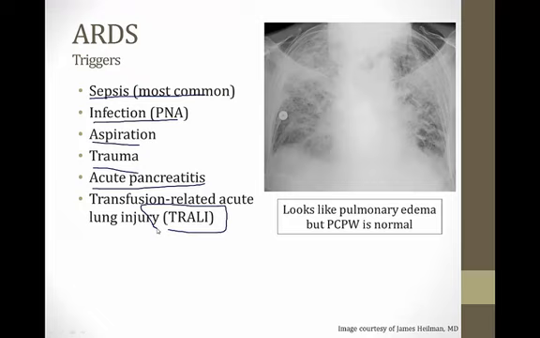And the chest X-ray in ARDS is often described as a whiteout. This is an example of one here. And one thing you should know is that pulmonary edema from heart failure can also look like this. But the difference is, in ARDS, the PCP wedge is normal.